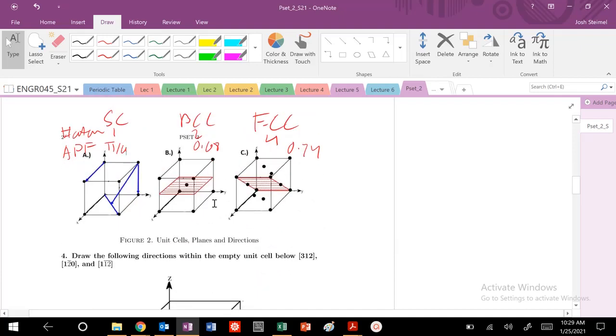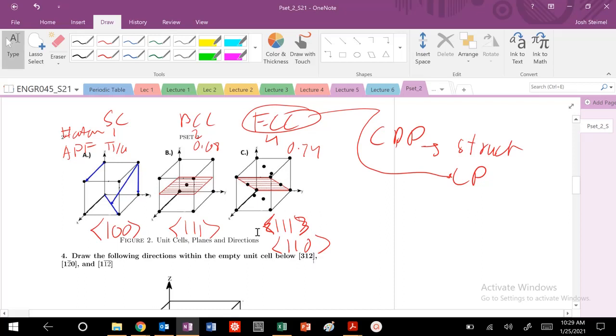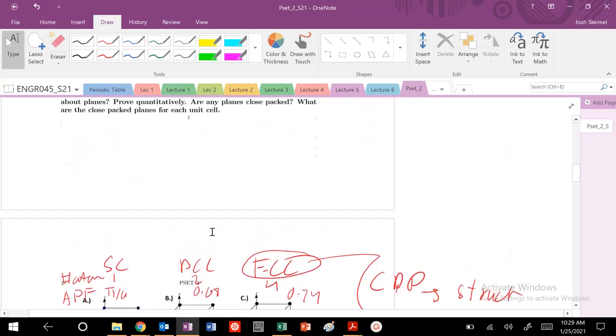Well, let's see. We know that to have a close-packed plane, our structure must be close-packed. So this is the only close-packed structure. The close-packed plane here is going to be my 1, 1, 1 family of planes. So there's no close-packed planes in here. There are some close-packed directions here. The close-packed directions would be the 1, 0, 0 family. Here would be the 1, 1, 1, and close-packed here are 1, 1, 0. So we do have some close-packed directions that can occur in each of these cells.